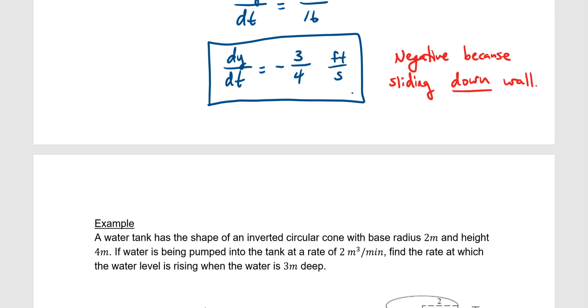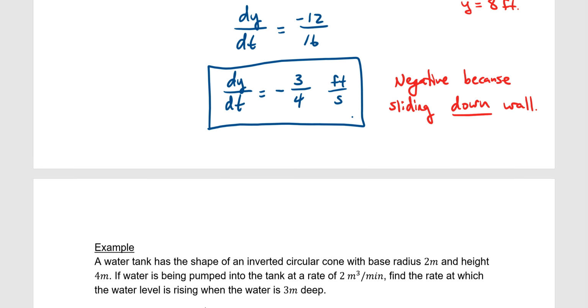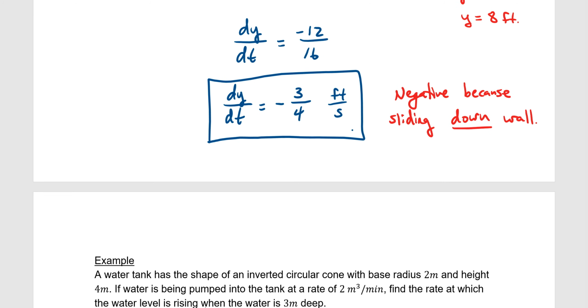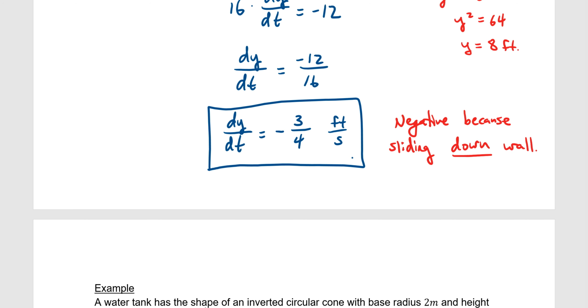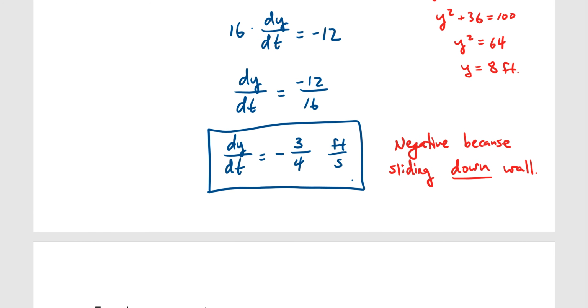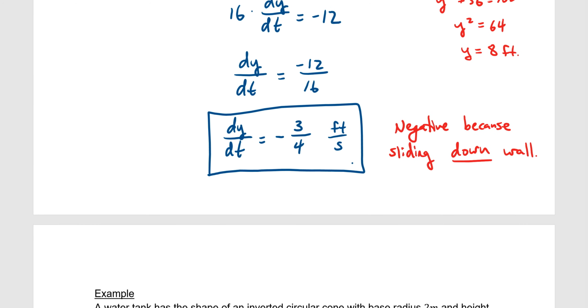And then the other thing you should be asking is, okay, why is it negative? It's negative because it's sliding down the wall. So down is going to represent the negative direction here. Okay, so a few more examples.